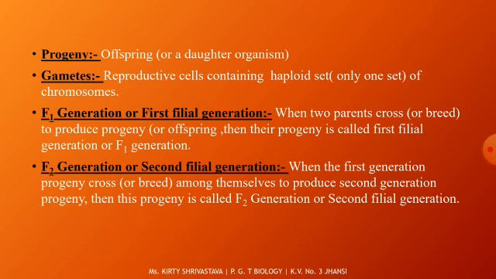And now we come to yet another important terms, and that is F1 generation and F2 generation. F1 generation is also called the first filial generation, and when two parents cross or breed to produce a progeny, then the progeny is called the first filial generation or the F1 generation. Whereas when the two individuals or progeny of the first generation are crossed amongst themselves to produce a second generation progeny, then this progeny is called the F2 generation or the second filial generation.